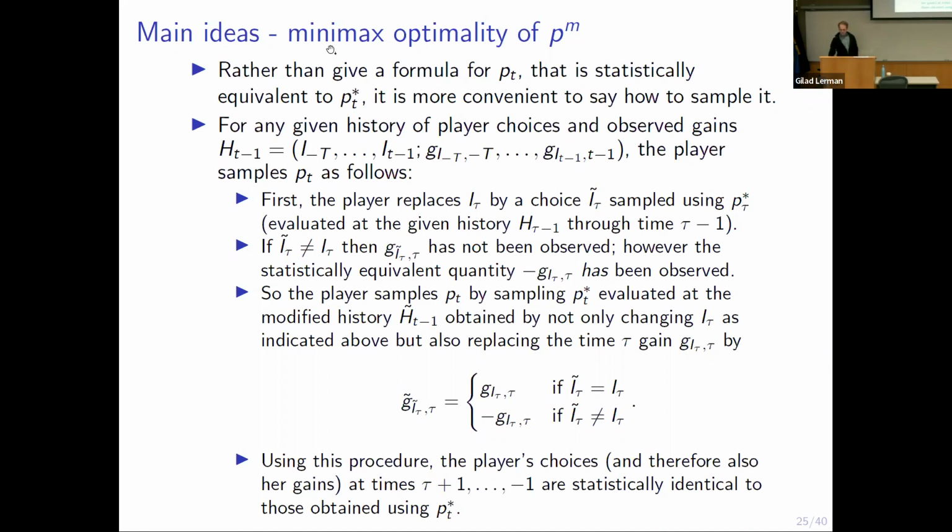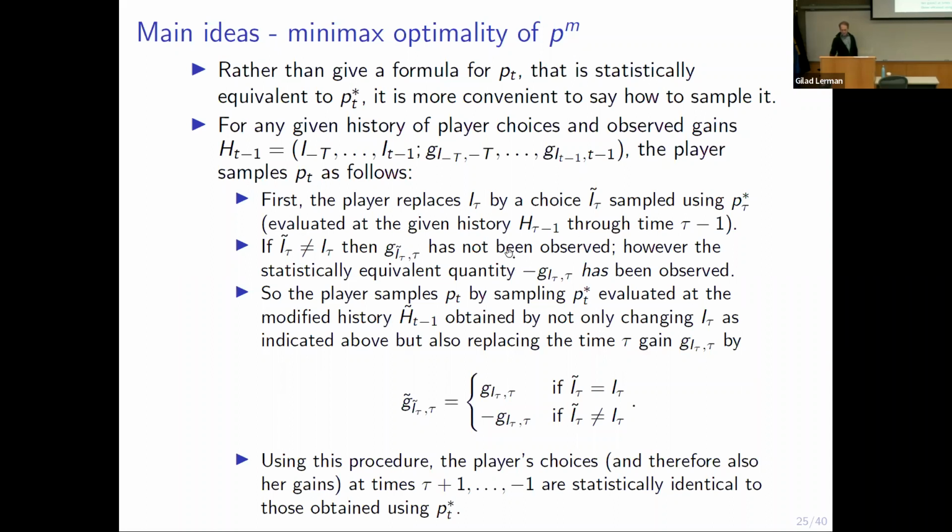So you sample I tau from that period using the old strategy. If the arm that is chosen is different, then G I tau tilde has not been observed, but the statistically equivalent quantity, minus G I tau, has been observed, because again, the two arms are negatives of each other. So sampling from one arm entails just negating the samples from the other arm.